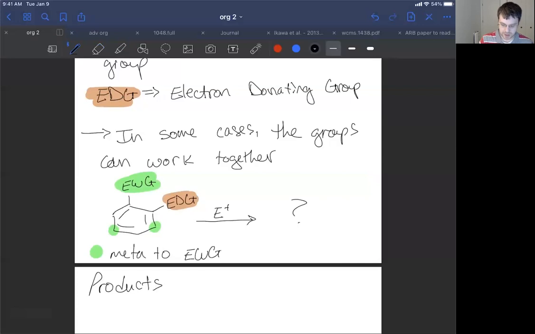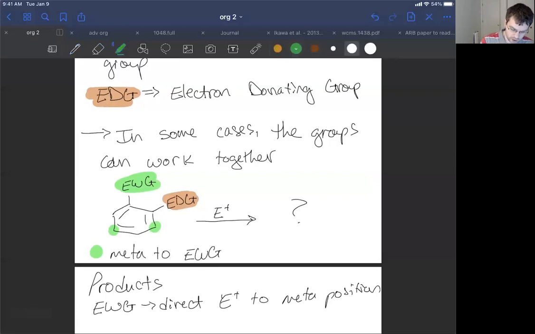Now that's important to label because those are the positions that the meta directing electron withdrawing group will promote. Meta to the electron withdrawing group, the electron withdrawing group will direct E plus to the meta position. Now, if we do the same exercise for our electron donating group, in red, we see it's going to go to the ortho and para positions. Okay, so there's ortho to the electron donating group. Here's ortho to the electron donating group, and here's ortho.